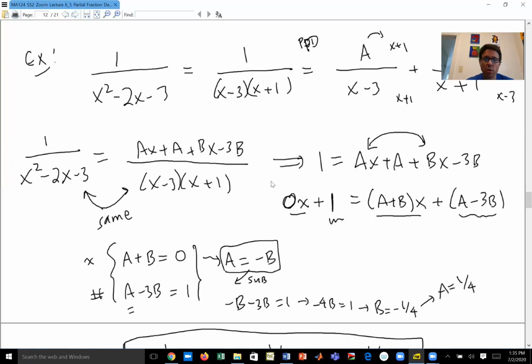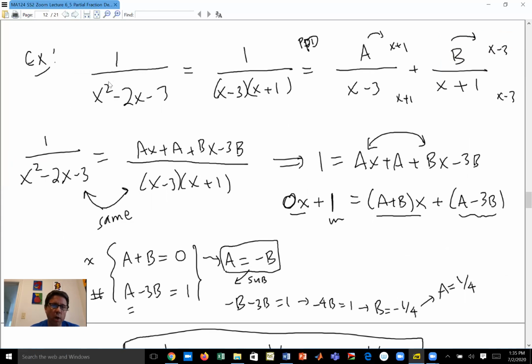Okay, so let's go a little bit more complicated. 1 over x squared minus 2x minus 3. Again, the realization is that it factors, and then we can write this out into these two components, something over x minus 3 and something over x plus 1. Reverse common denominator. So how do you solve it?